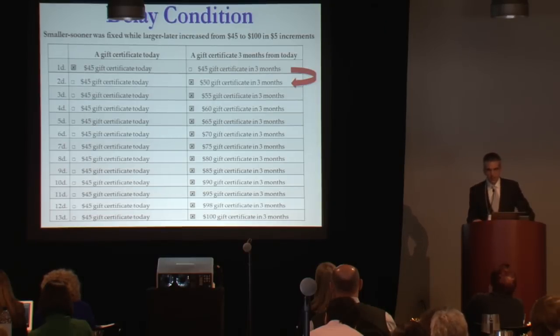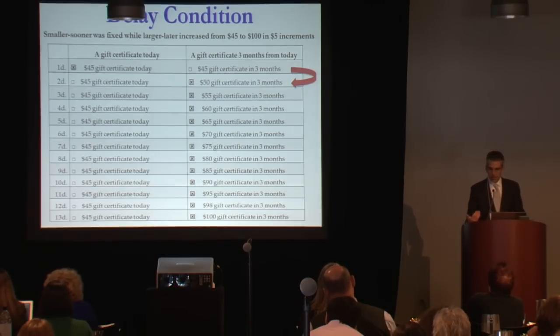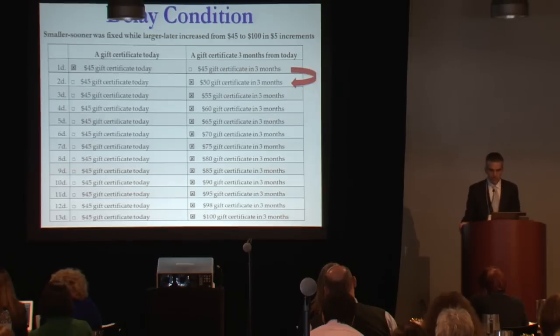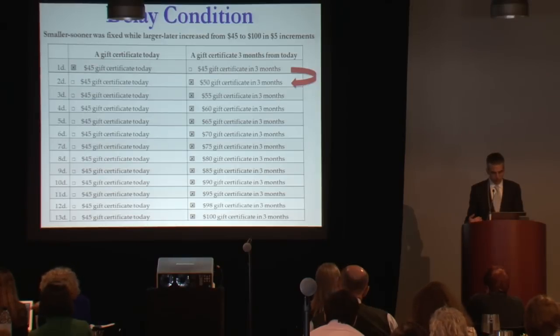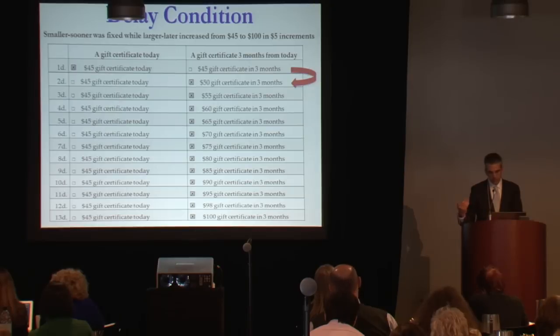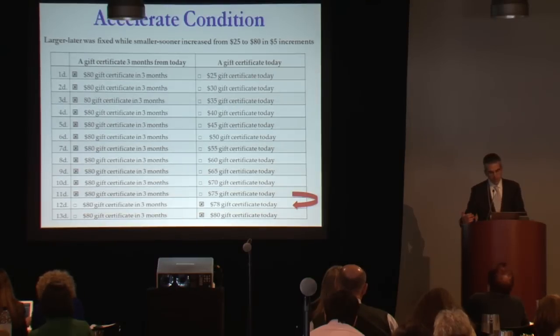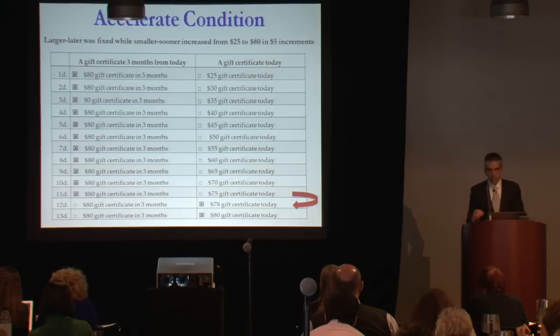The discount factor was determined based on where they made the switch from, in this case, smaller sooner to larger later. In this example, this is a person who would be considered over-controlled because they are comfortable with a very small margin between the immediate versus the delayed reward, and they made that switch right away. Somebody who tends to favor rewards in the immediate would make that change later. Where they make that change is the indifference point, and that is what's used to calculate the discount factor. In the accelerate condition, it's the opposite, where the larger later reward is presented first. And again, we're looking to see where they make that switch point.